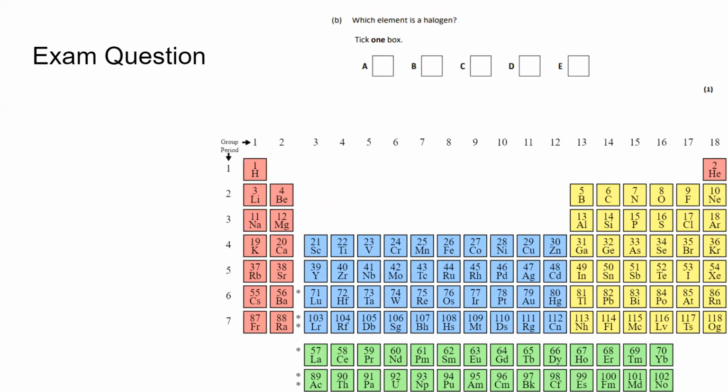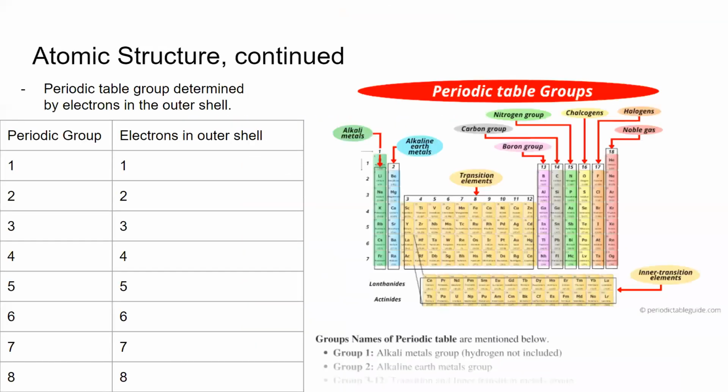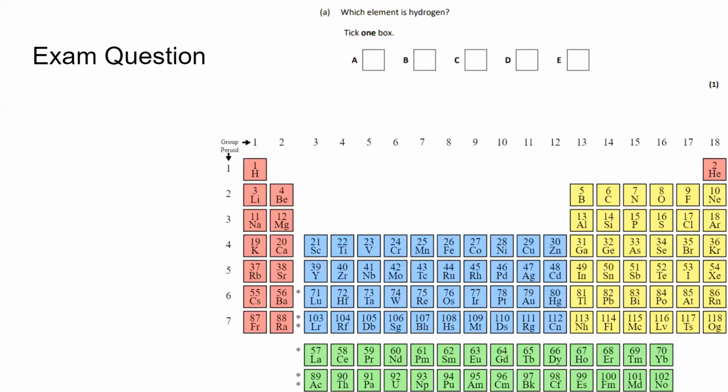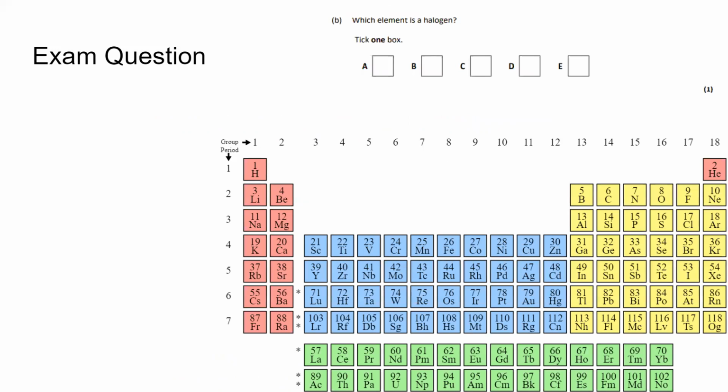Question 2, which element is a halogen? Now halogen is a group of elements in the periodic table. Let's go back a few slides and have a quick look. So halogens is group 7, as can be seen from the diagram on the right hand side of the slide. Let's find which element has 7 electrons in its outer shell. It's not element A, it's not element B, it's not element C. Element D does have 7 electrons in the outer shell, so this is the halogen. So D is the answer for question B.